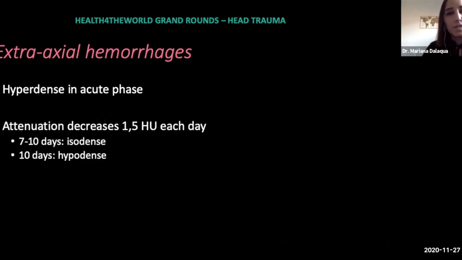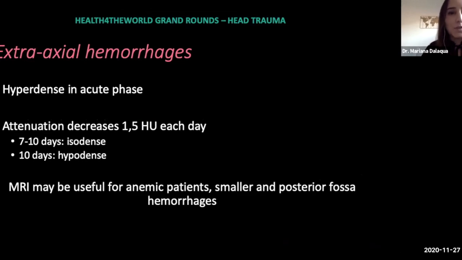So let's start with the extraaxial hemorrhages. Here, we should remember that on CT, they are always hyperdense in the acute phase, and afterwards, attenuation decreases 1.5 Hounsfield unit each day. So around the end of the first week or 10 days, the hemorrhage is going to be isodense, okay? And after the 10th day, the hemorrhage is going to be hypodense. So MRI may be useful for anemic patients, for smaller and posterior fossa bleedings, because MRI is more sensitive than CT in this context, okay?